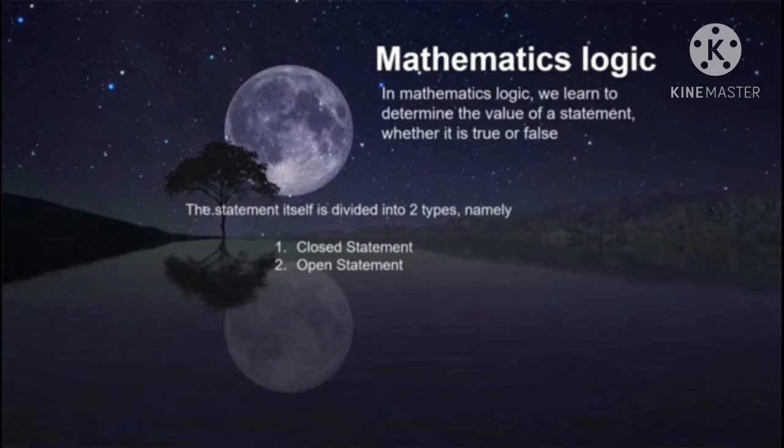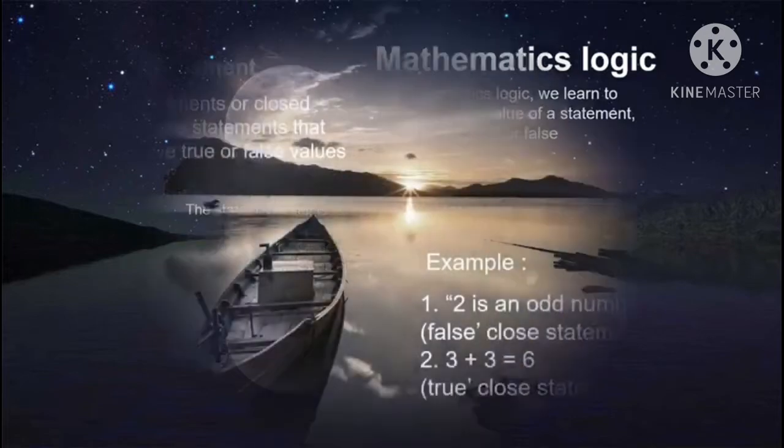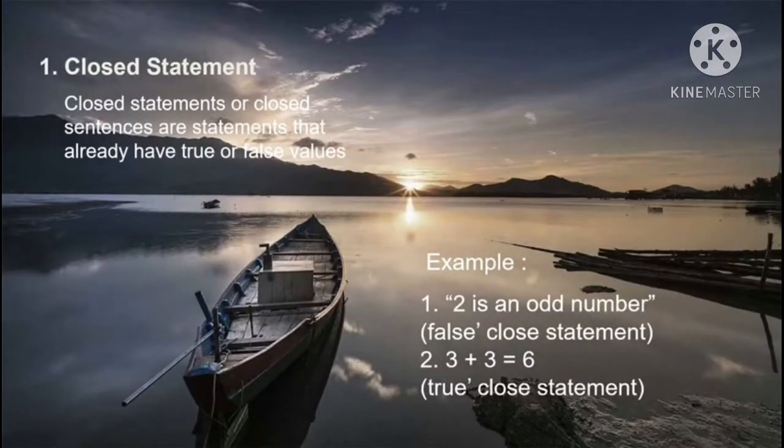First, in mathematical logic, we learn to determine the value of a statement, whether it is true or false. The statement itself is divided into two types, namely, number one, closed statements, and number two, open statements. Number one, closed statement. Closed statements or closed sentences are statements that already have true or false values.